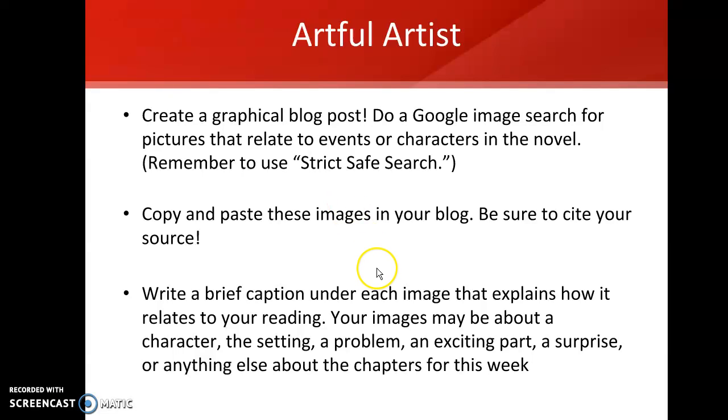The artful artist is going to be a graphical blog post. So in this case, they're going to do a Google image search for pictures that are relevant to events and characters in the novel. This is important when we use strict safe search here to be sure that we are not accessing images that would be otherwise inappropriate. Copy and paste these images into your blog. We're talking about using citations here, another important skill as they move into that 21st century technology platform. And of course, the writing part would be the caption that explains why this relates to your reading.